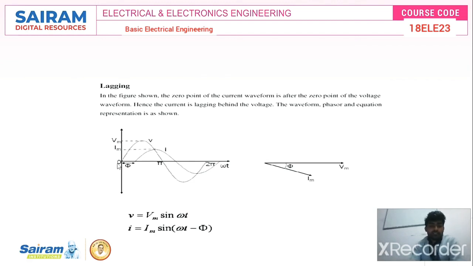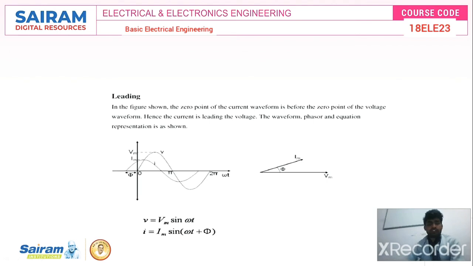See here, the phase difference phi is here, and V and I are here, and pi, 2 pi. See, current lags the voltage by angle phi. The equation becomes v = Vm sin omega t, i = Im sin(omega t minus phi). Current lags the voltage by an angle phi.